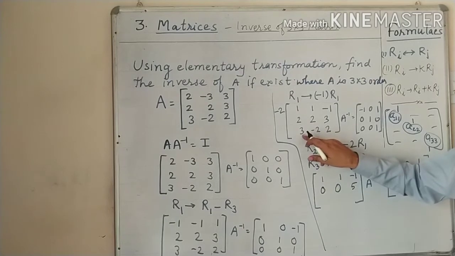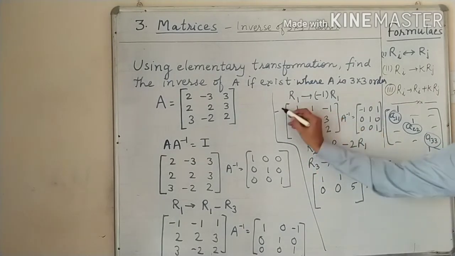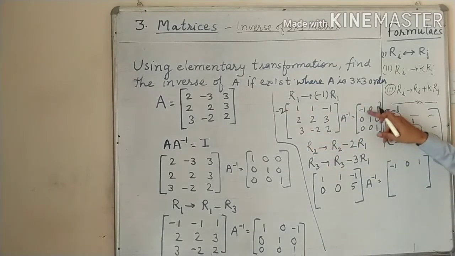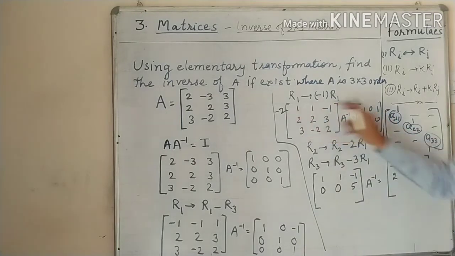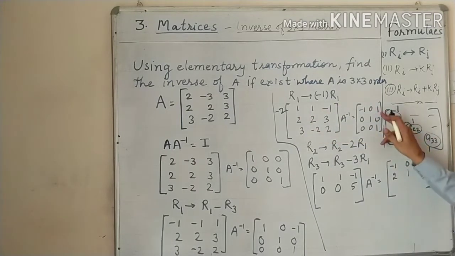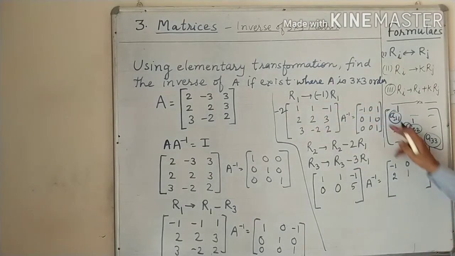Similarly, now you multiply by minus 3. Sorry, first I will complete this. Minus 2 into minus 1 is 2. 2 plus 0, 2. This is 0 and 1, 0. Sorry, 1. 1 and minus 2 and plus 0, minus 2.